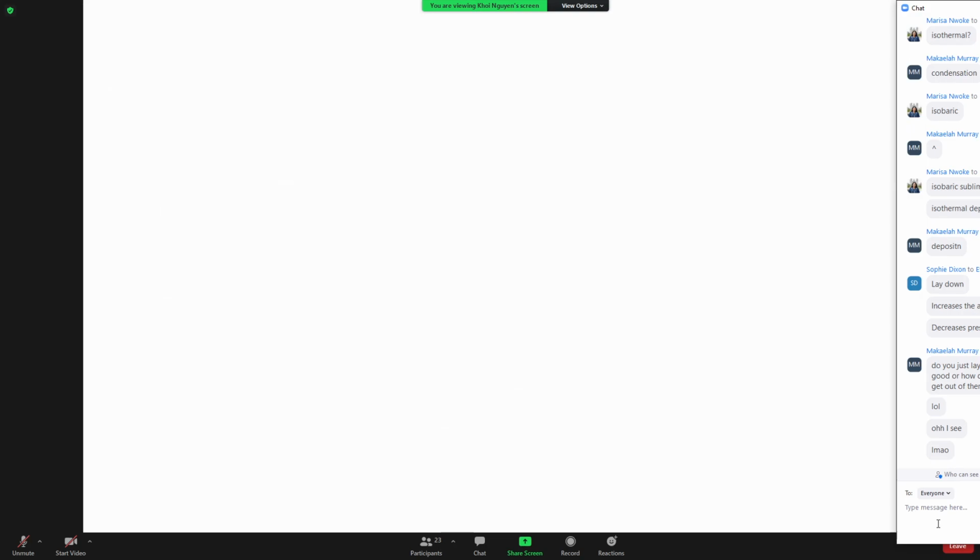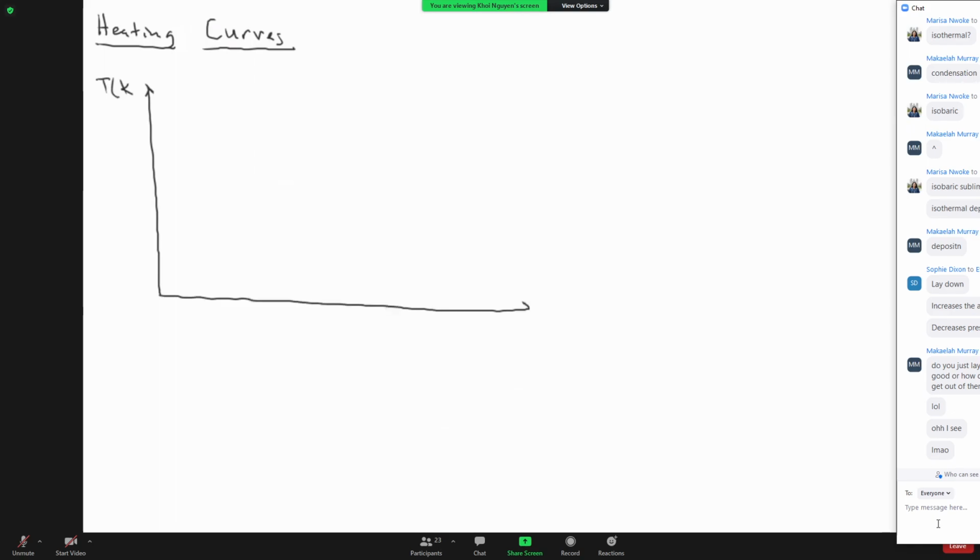All right. The next thing we need to know are heating curves. Curves, not carves. I don't know why they call it heating curves, because it's actually all straight lines. So the y-axis is temperature in Kelvin. The x-axis is heat that we've added to the system. And it looks something like this.